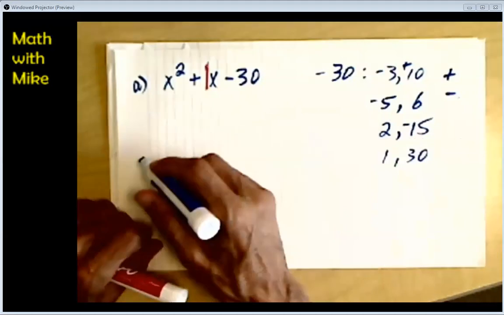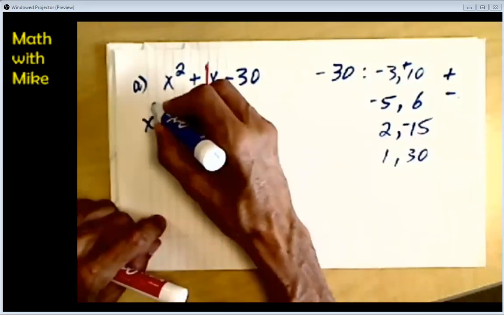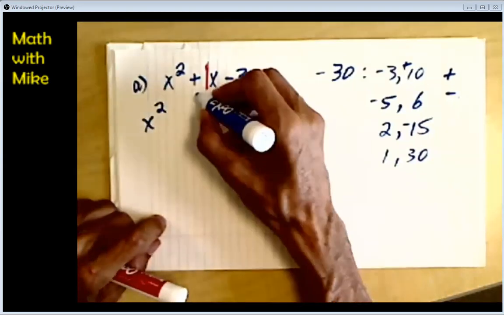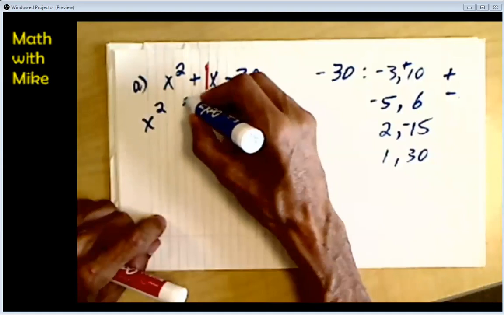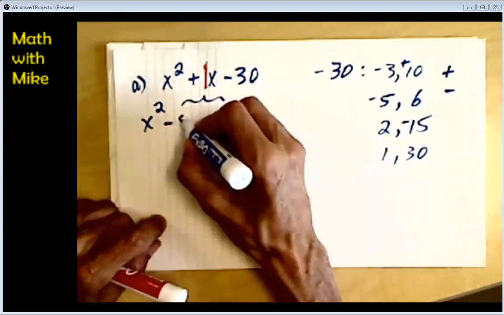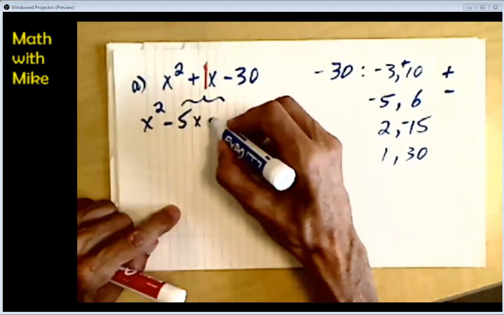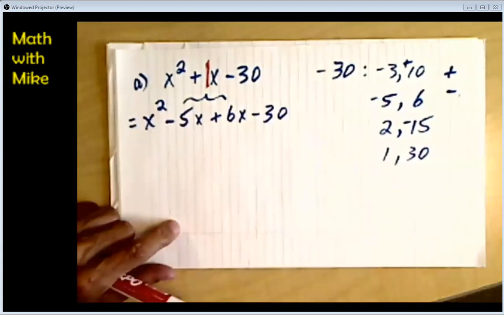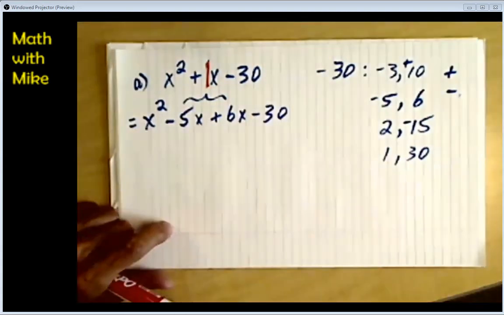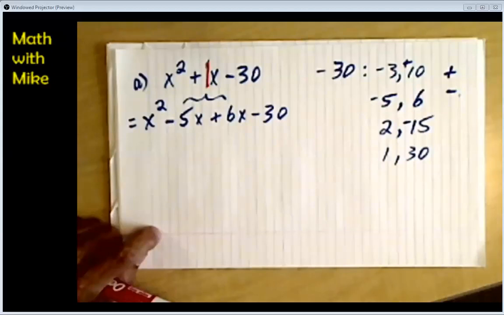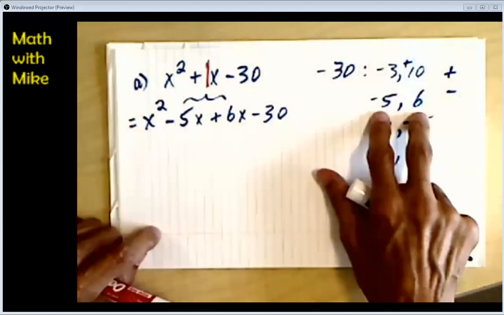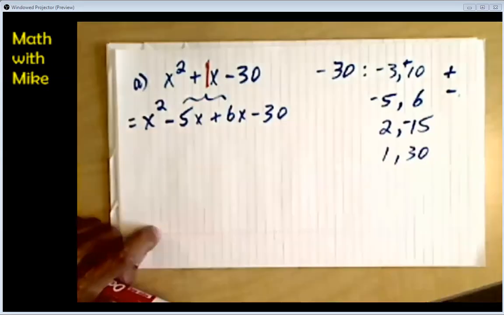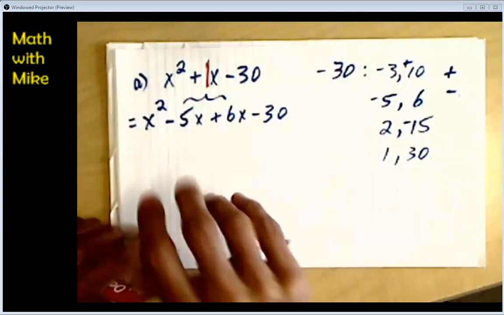Okay. So officially what we do next is we use these numbers to replace this middle term. All right. So we got minus 5x and then plus 6x and then minus 30 like that. See, so the two numbers that work, the two numbers that add together to give the middle and multiply to give the last number. Write them in there.